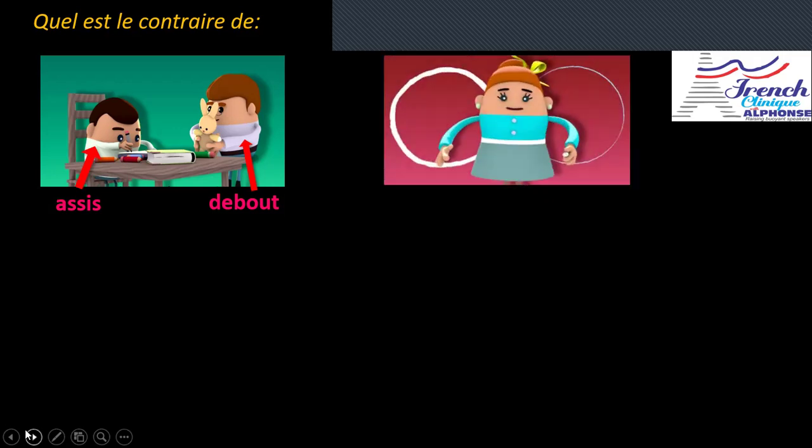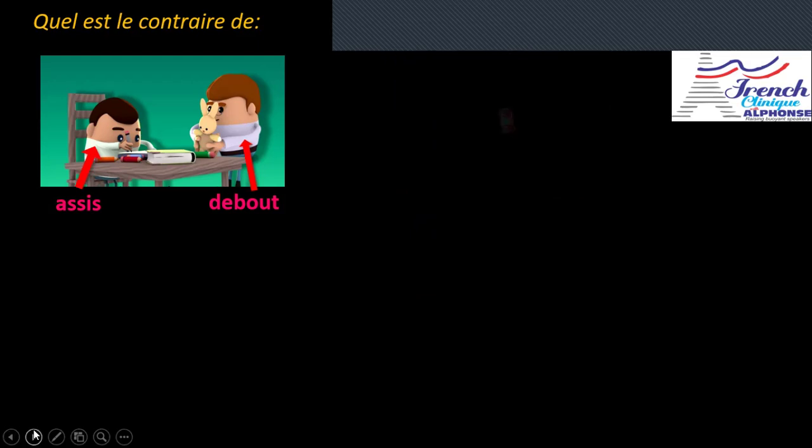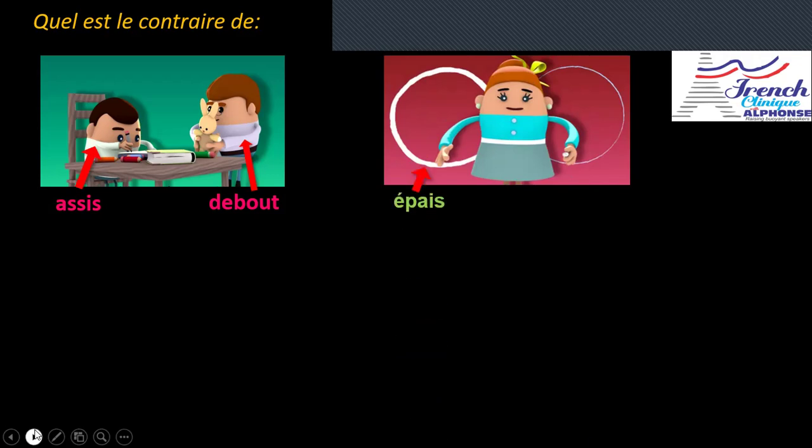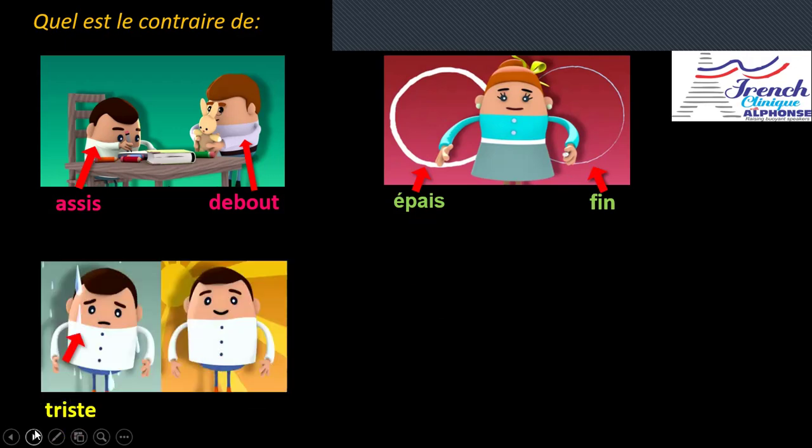Okay. The next one, we have épais, and we have what? Fin. Épais, fin. Can you see? I explained what fin means before. Good. So, épais and fin. Let's continue. The next word is triste. So, look at the face. Oh, je suis triste. Il est triste. Triste. Okay?